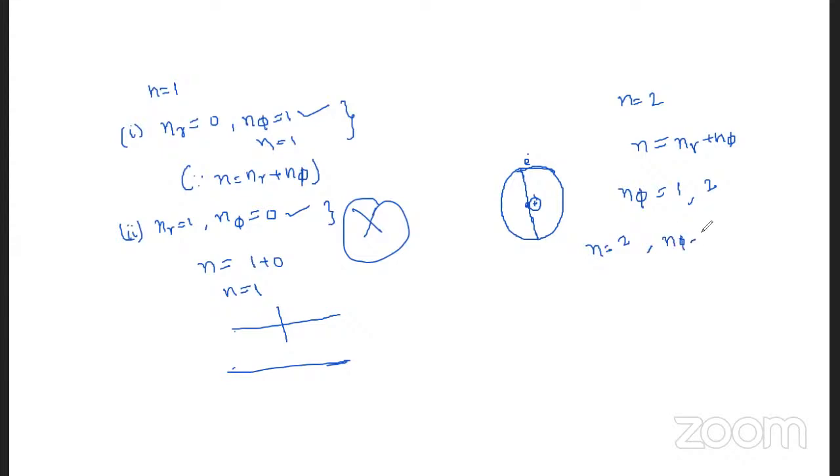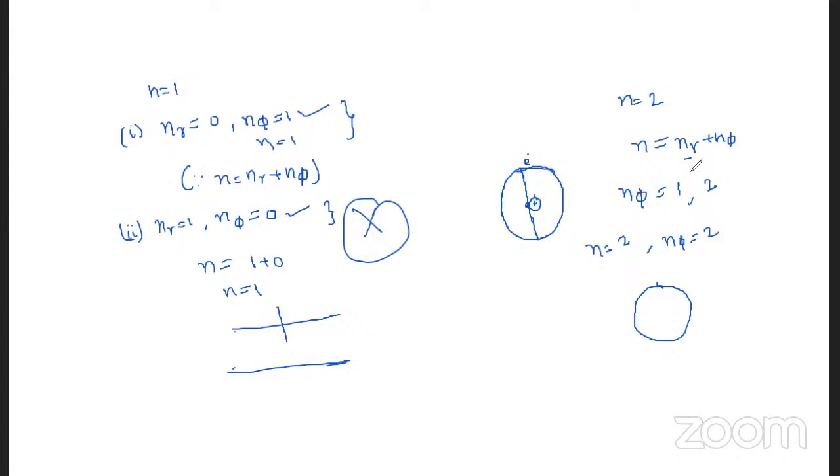Here the nφ value may be 2. If the nφ value is equal to 2, the electron revolves around the nucleus in a circular orbit, because nφ equals 2 means the nr value is automatically equal to 0. So this is what happens.